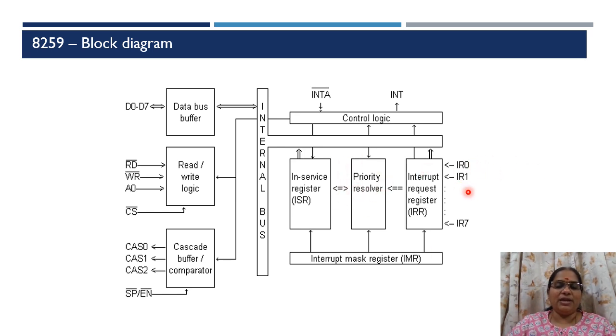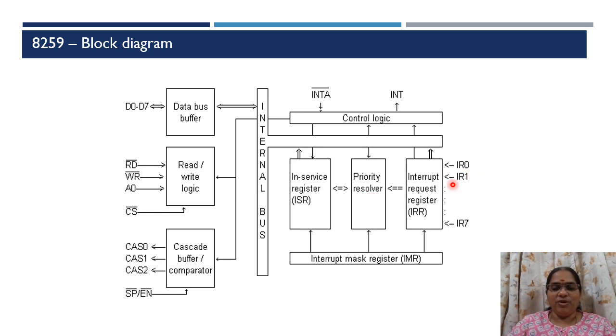So if a particular interrupt has occurred, you give the interrupt request to the priority resolver. It is the responsibility of the priority resolver to check whether the particular interrupt is masked or if it has the highest priority. If two interrupts come at the same time, let us say IR1 and IR2, we have already set IR1 as the highest priority.